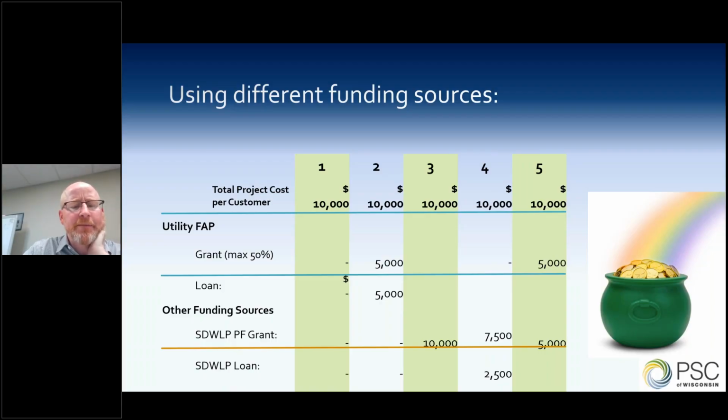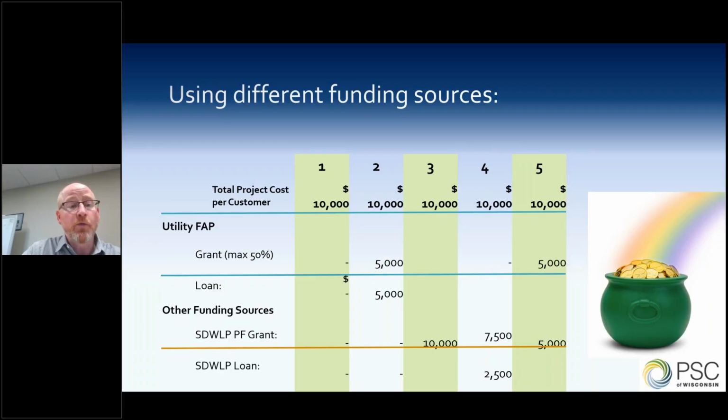So I think the numbers are at least all lined up. So assuming $10,000, in scenario 1 we're going to assume that the customer, him or herself, is paying the full cost of the private side lead service line removal. And so there is no utility FAP, grant or loan. There's no other funding source. It's the customer who's paying $10,000.